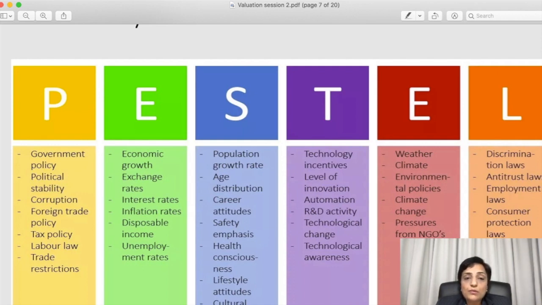So here we consider the demographics, the population growth rates, age distribution, career attitude, safety emphasis, culture, lifestyle, health consciousness, and so on. So if the people are health conscious, and if the lifestyle attitude is different, then you can focus on starting businesses like wellness industry or health industry or medical, biomedical or things like that.